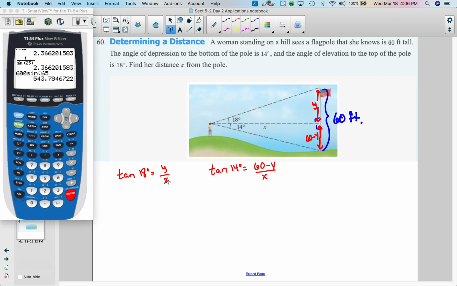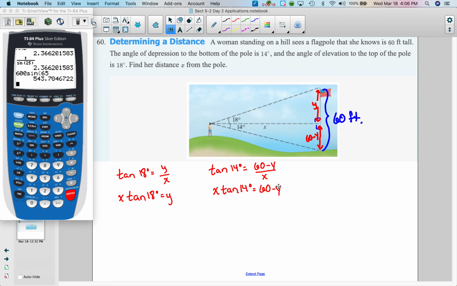What I'm going to do next though, because it's going to be easiest to just think of like fraction busters to clear out the denominator. So if I multiply both sides by x, I'm going to have x tangent 18 degrees equals y. And on this one, I'm going to have x tangent 14 degrees equals 60 minus y. So this one I have solved for y. I'm going to solve this one for y.